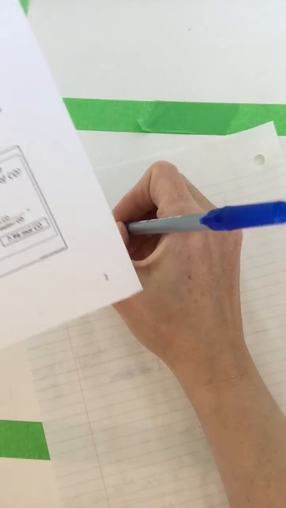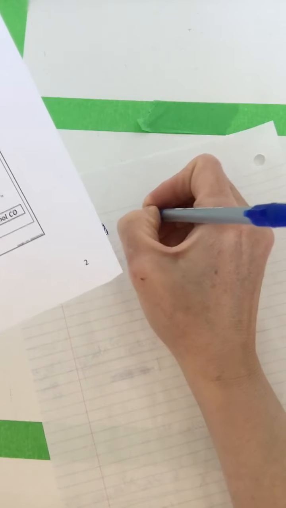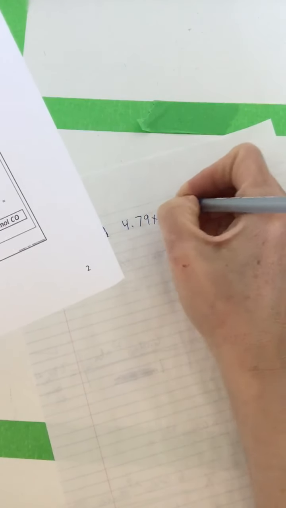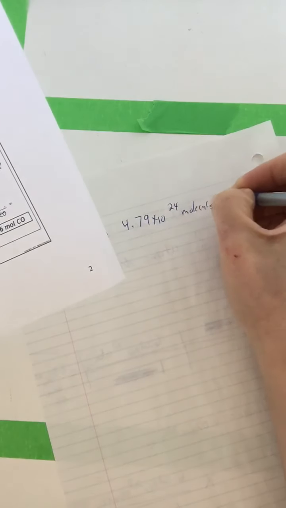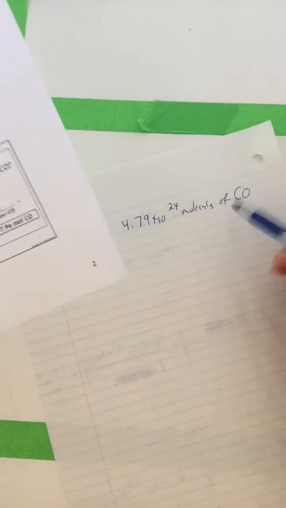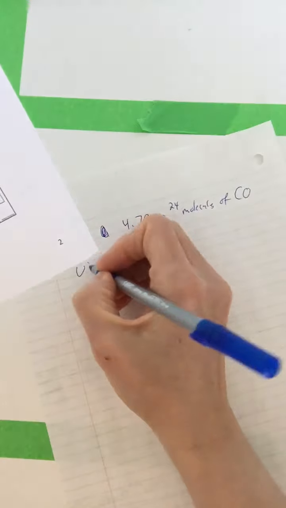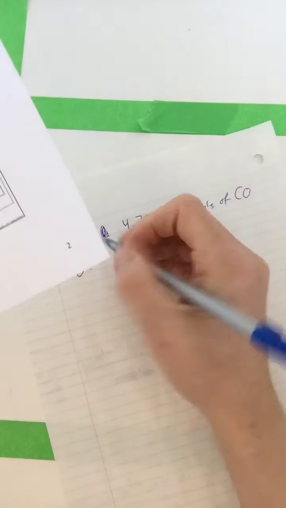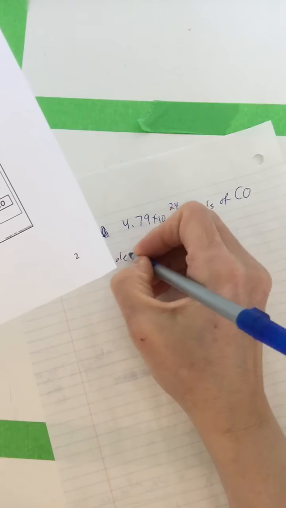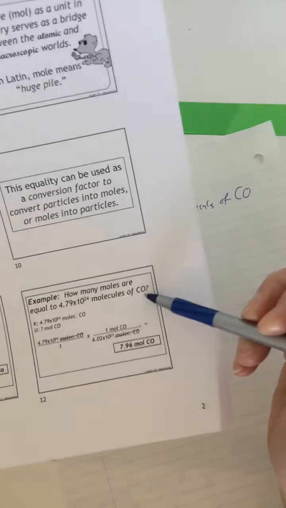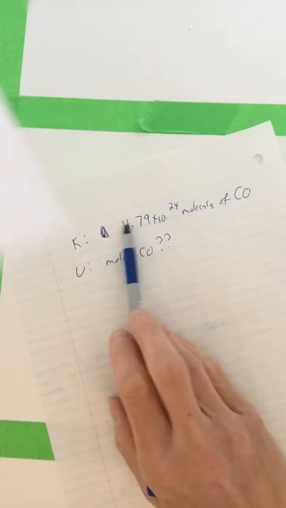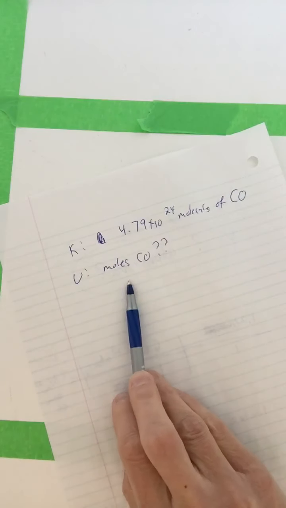Let's see. What do they give us in the question? What is known? 4.79 times 10 to the 24 molecules of CO. They gave us that. What are they asking us? What's our unknown? How many moles? Moles of CO. We're talking about carbon monoxide here. So this is what we know, and this is what we're asked.